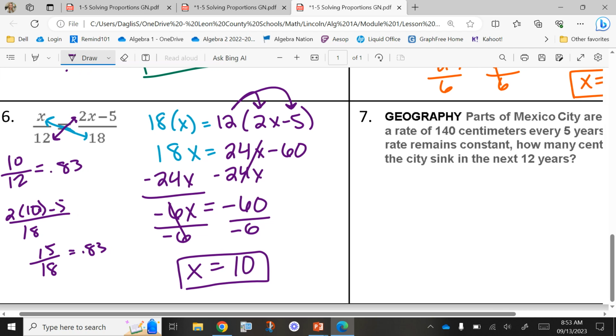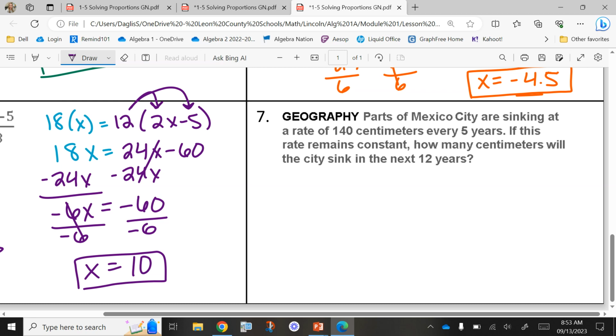All right, your favorite one. Look at all those words.